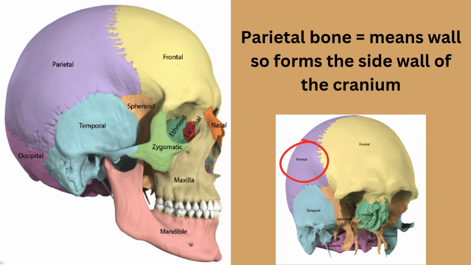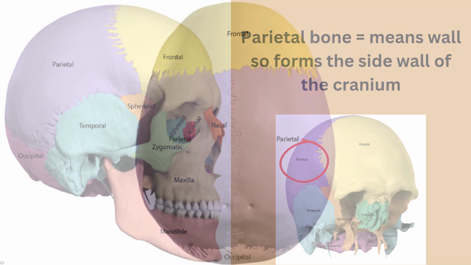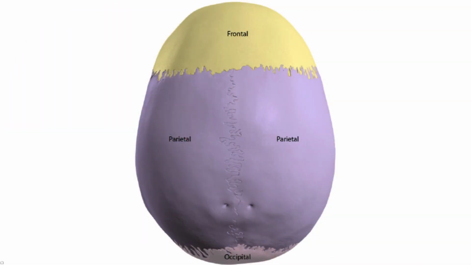Literally, parietal means wall, so it forms the side wall of the cranium. As you can see in the picture, the parietal bone is a paired bone in that it is divided into two parts. Between them is a suture, whereas the frontal bone is an unpaired bone.